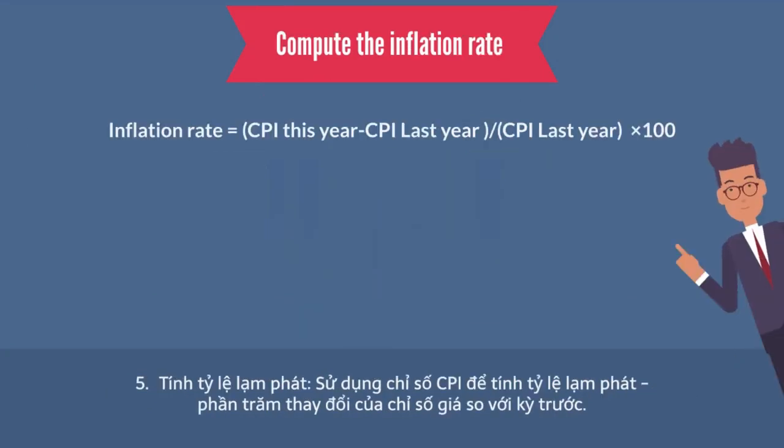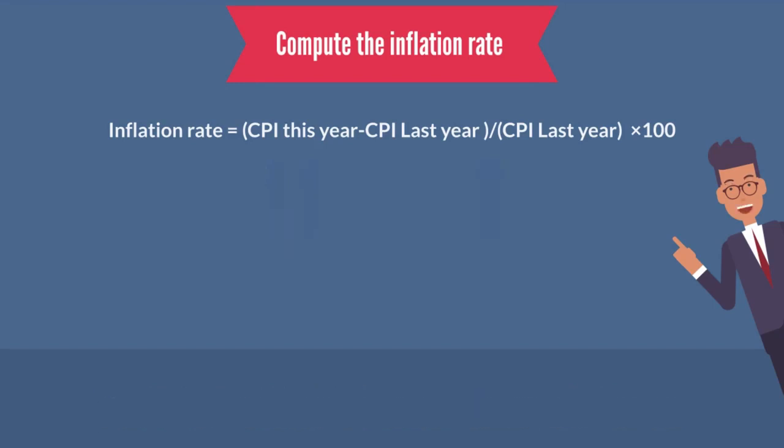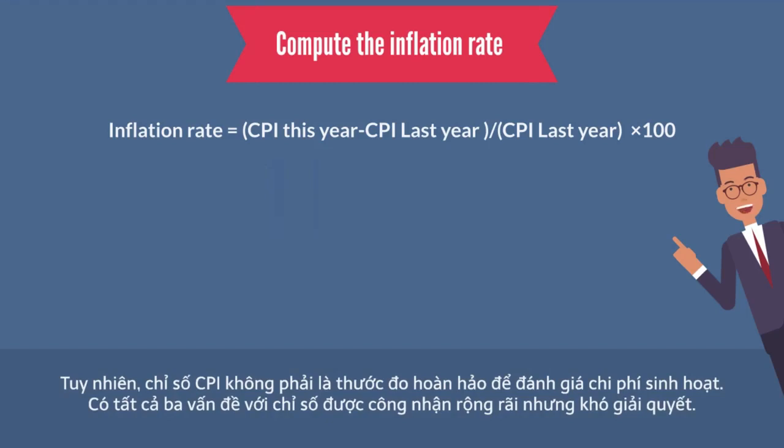5. Compute the inflation rate. Use the CPI to calculate the inflation rate, which is the percentage change in the price index from the preceding period. Inflation rate equals the CPI this year minus the CPI of last year, divided by the CPI of last year, and multiplied by 100. CPI, however, is not a perfect measure of the cost of living. 3 problems with the index are widely acknowledged but difficult to solve.